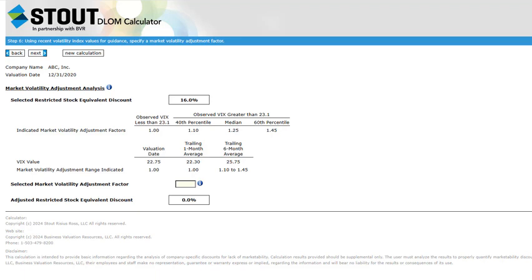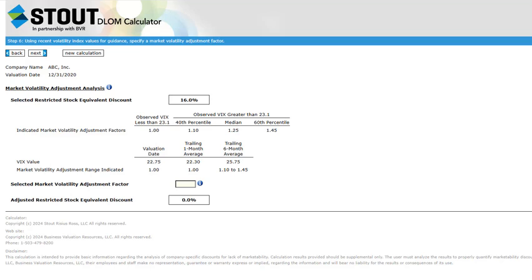When determining a discount during a period of normal market volatility, which is when the VIX is less than 23.1, no adjustment is necessary as the transactions in the study used to calculate the restricted stock equivalent discount capture normal market volatility conditions. In this instance, we would use a 1 as the adjustment factor.